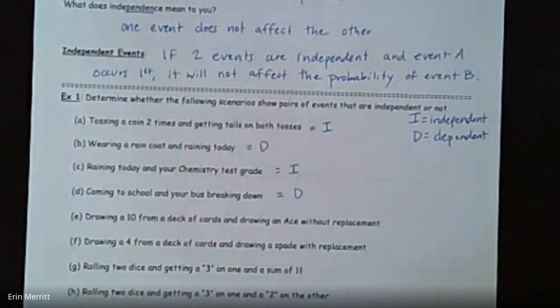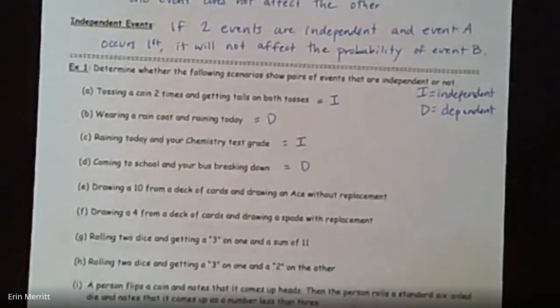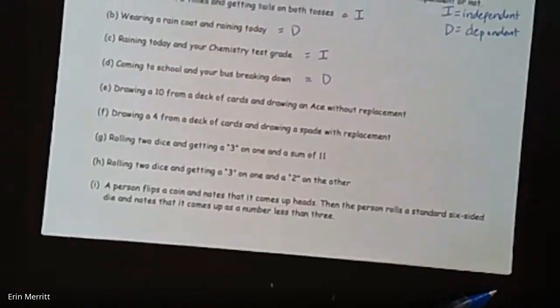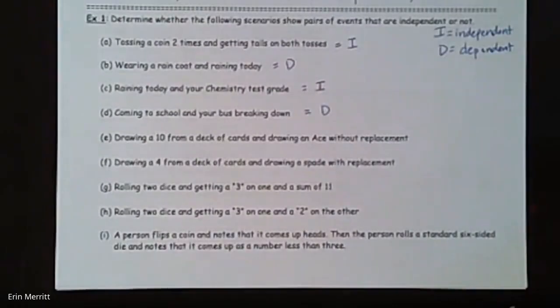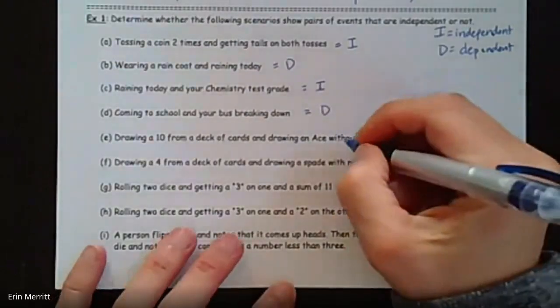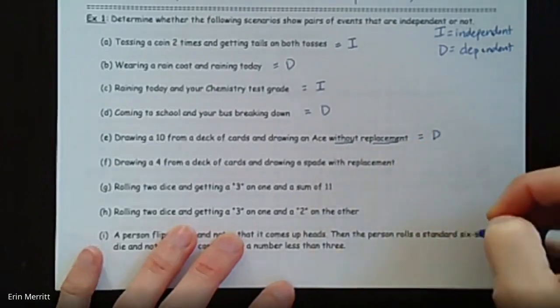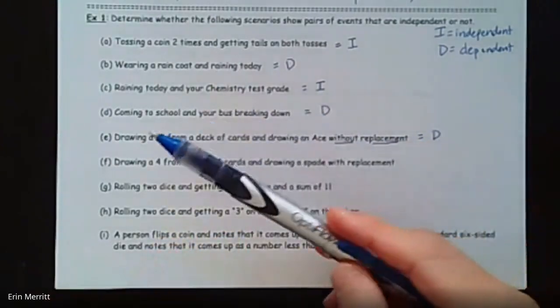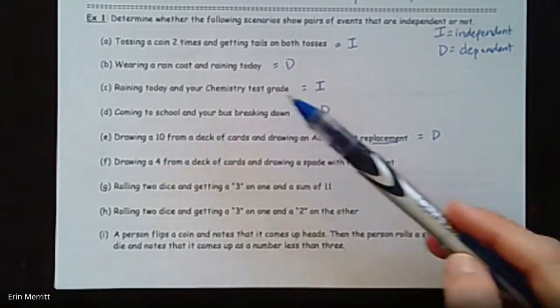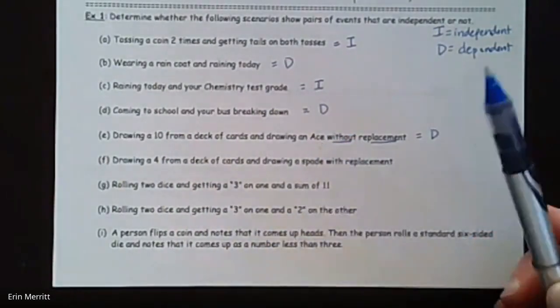It doesn't matter. I just want you thinking about it. Don't worry if you don't 100% agree with all of my answers. Drawing a 10 from a deck of cards and drawing an ace without replacement. As soon as you see the words without replacement, that means we're going to be dependent. It's the fact that there'd be one less card to pick from. The probability of choosing the ace is going to change a little bit.